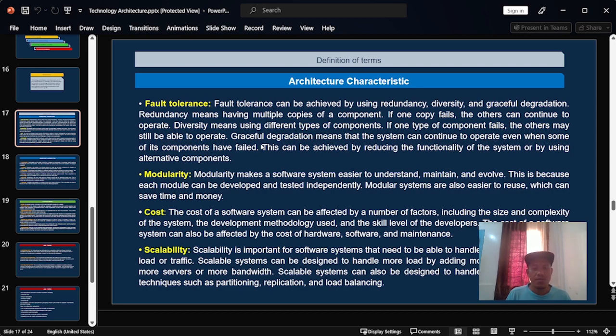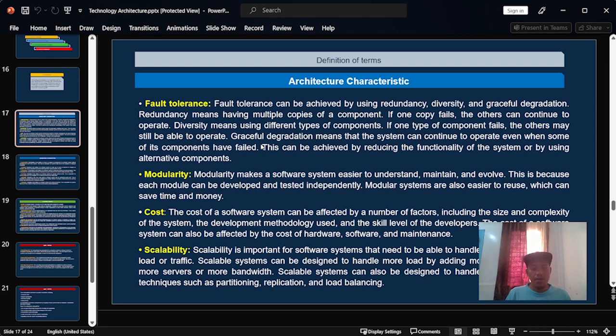Cost. The cost of a software system can be affected by a number of factors, including the size and complexity of the system, the development technology used, and the skill level of developers. The cost can also be affected by the cost of hardware, software, and maintenance. With higher quality hardware and software, the cost will increase.